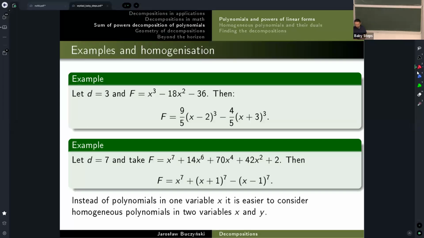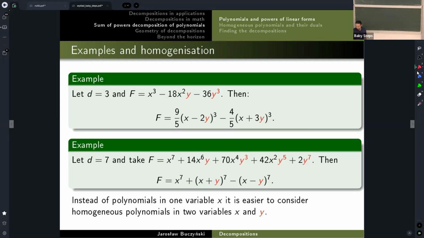So the first minor trick that I want to do with this is work with homogeneous polynomials instead. I'm adding an extra variable y, and I'm making all these polynomials homogeneous. So instead of x square, I write x square y if d was equal to 3, and so on. So we get these expressions, and of course these are eventually the same formulas.